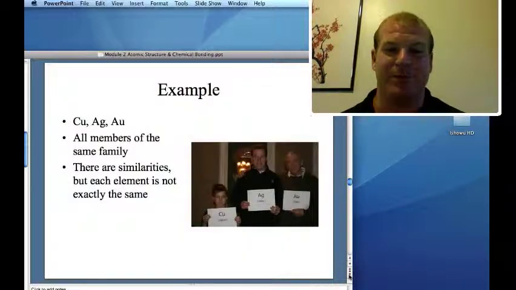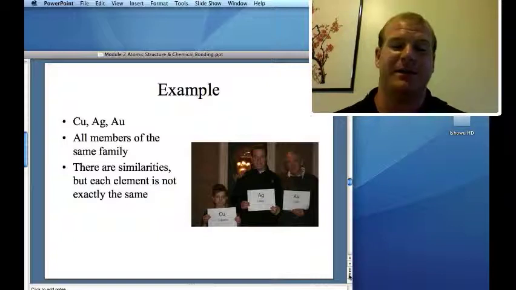And as an example, copper, silver, and gold. At first glance you think, well, they're not very much alike. I mean, they're different colors. Silver is kind of the color that almost every metal is. Gold is kind of yellow, and copper is kind of red. But really, they react very similarly. They're not very reactive at all. They're also valuable, and they conduct electricity extremely well. There's similarities, but they're not the same.